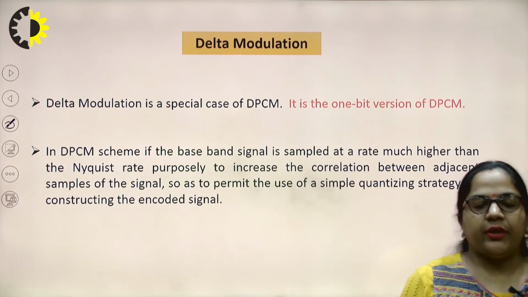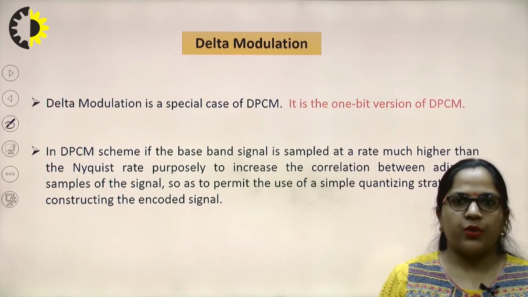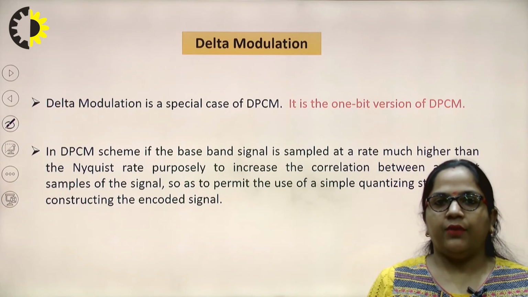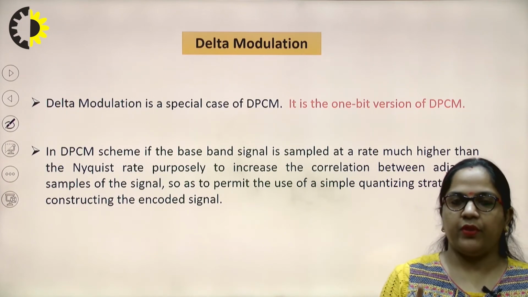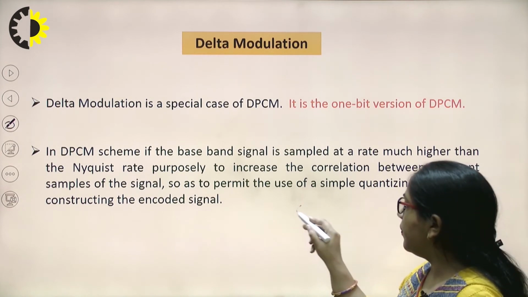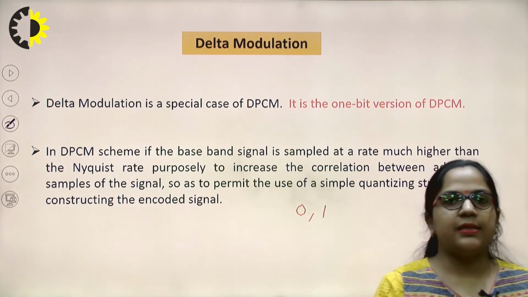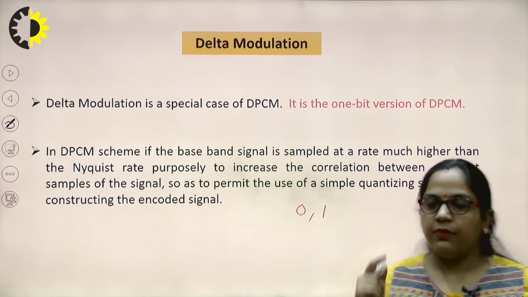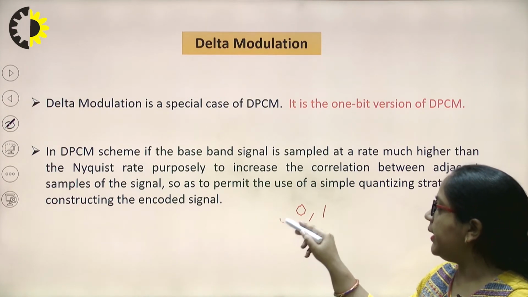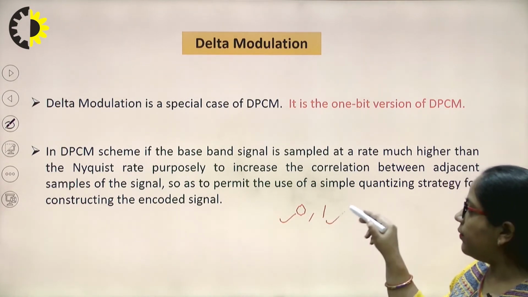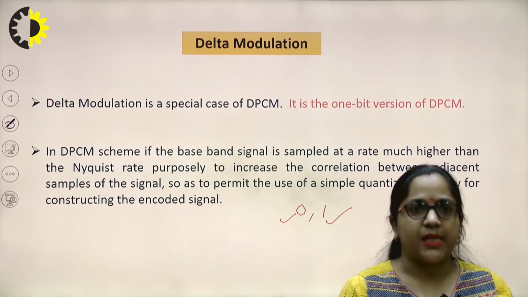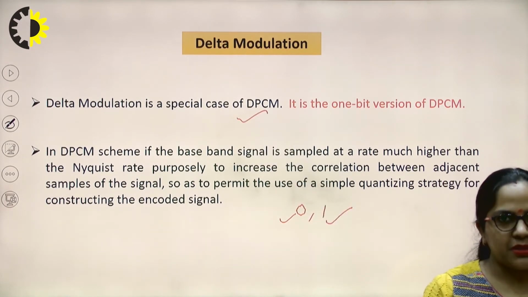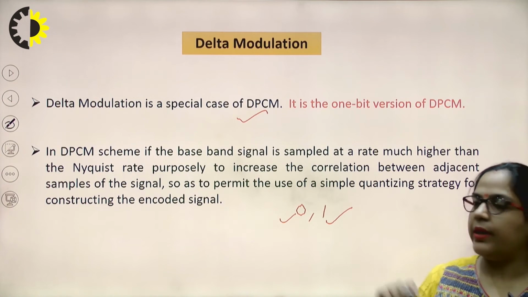What is delta modulation? It is very much similar to differential pulse code modulation, but here each level will be represented with the help of only one bit, either 0 or 1. Rather than assigning a number of bits to a particular level, each level will be represented either with bit 0 or with bit 1. Let us understand the concept of delta modulation.